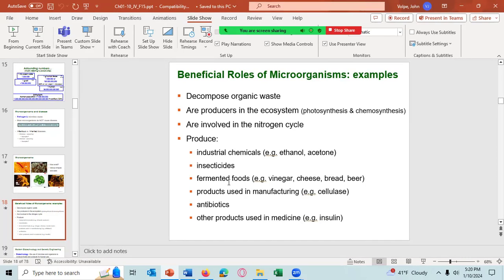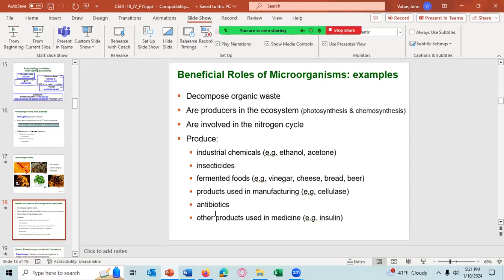And some fermented foods include vinegar. So vinegar is a fermented food. Cheeses are a fermented food. Bread, beer, wine. Another one that you're probably interested in is chocolate. Before you can eat chocolate, it has to be fermented by a microbe. Products used in manufacturing, like cellulase, are made by microbes. Antibiotics, if they're naturally made, they're made by a microbe, although some antibiotics are man-made.